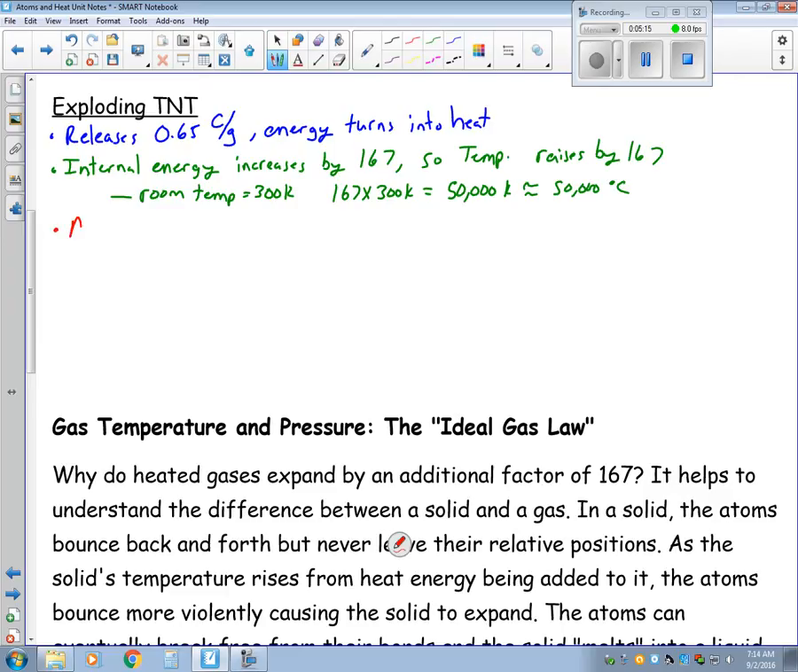Then, at room temperature, let's say you have a gram of water and you allow it to evaporate. That gram of steam takes up 1,000 times the volume of a solid of equal mass. So in other words, at room temperature, if you have 1 gram of ice and 1 gram of water vapor, the water vapor will have 1,000 times the volume of that 1 gram of ice.